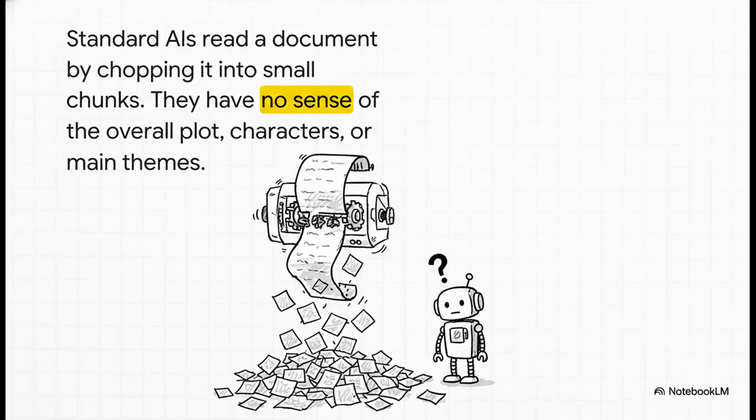Okay, so here's the heart of it. A typical AI doesn't read a document like we do. Instead, it chops it up into a bunch of tiny little pieces, like digital confetti. And then, when you ask a question, it just rummages through these isolated pieces trying to find an answer. Think about it. It's like trying to understand a whole movie by only watching random 10-second clips. You'd have no idea about the plot, who the characters are, or what the main themes are. It is completely missing the big picture.